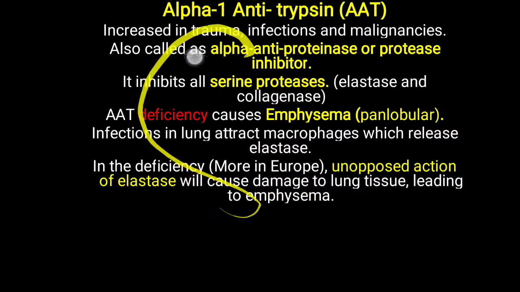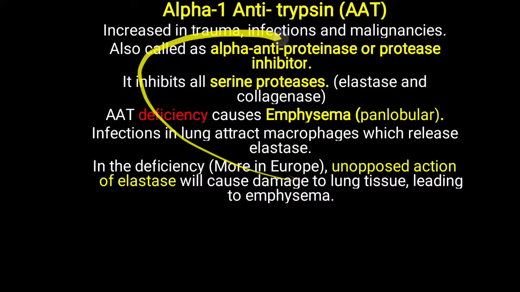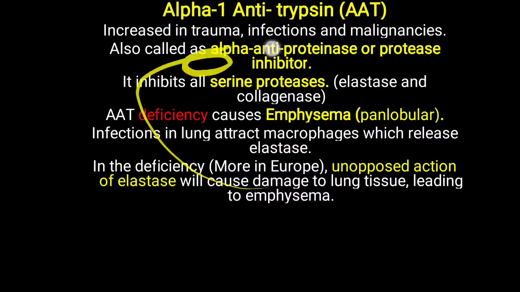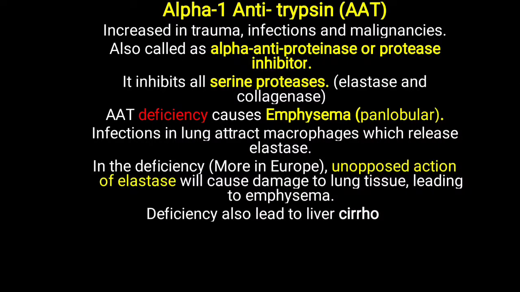So alpha 1 antitrypsin is needed, elastase enzyme is also needed, but that control mechanism is there, with the help of alpha 1 antitrypsin. But due to deficiency of this particular molecule, emphysema will be seen. But here we are talking about acute phase protein, meaning particularly trauma, infection and malignancy. This level will be increased, and this particular protein is synthesized by the liver. So deficiency is leading to emphysema, as well as some liver conditions. Liver cirrhosis or different kinds of liver disease are also observed.